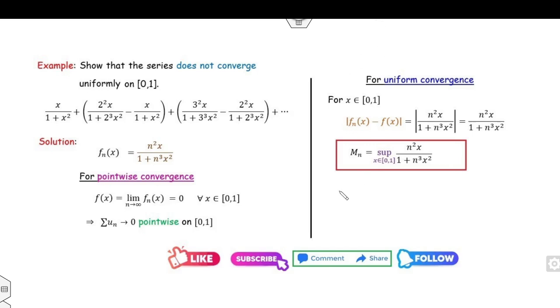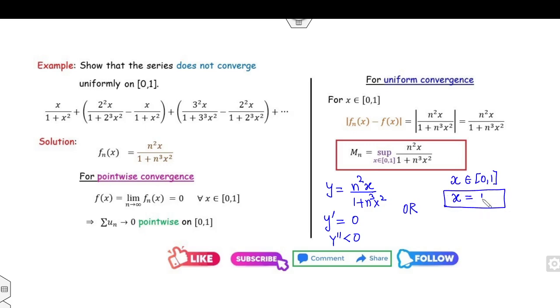Again, you have two different methods. You can choose y is equal to n square x over 1 plus n cube x square. Find the value of y dash to be 0, y double dash less than 0. Or because my domain is 0, 1, I can choose any subsequence from this one. So let's say 1 over n. Again, remember student, I told you this method is applicable only when mn does not go to 0. Fine. If mn goes to 0, then you can't apply this method.